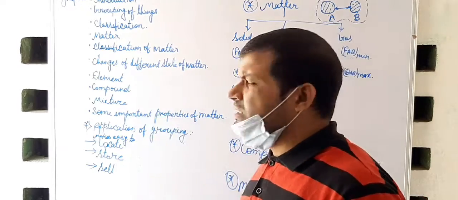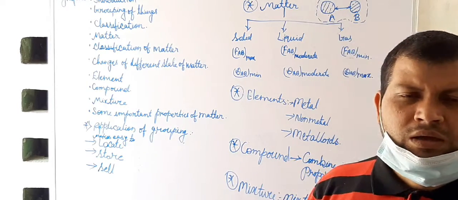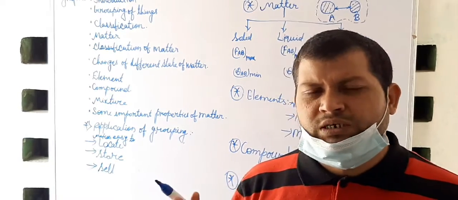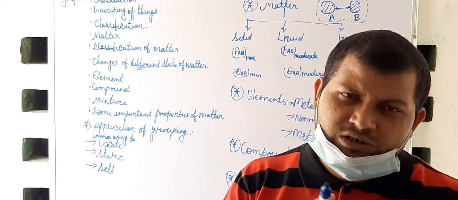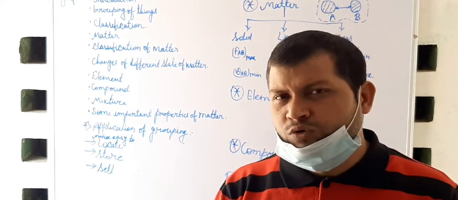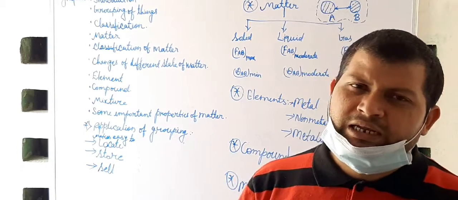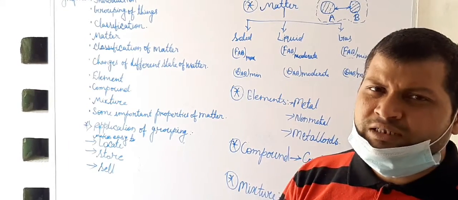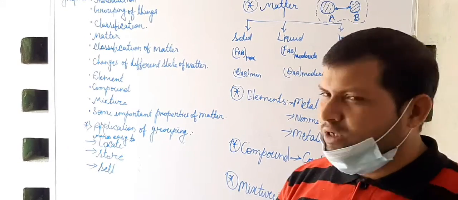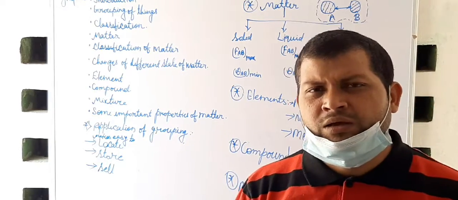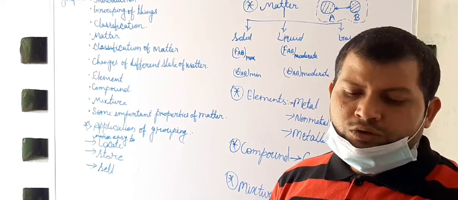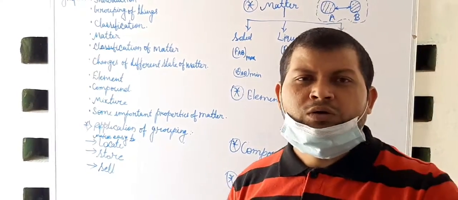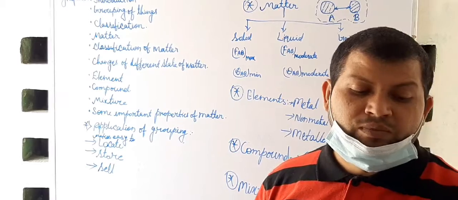Now, another type of substance is mixtures. When two substances mix together without losing their properties and in indefinite proportions, they are called mixtures. For example, sand and water. So these are the things we have to discuss. Now let us know some important properties of matter.